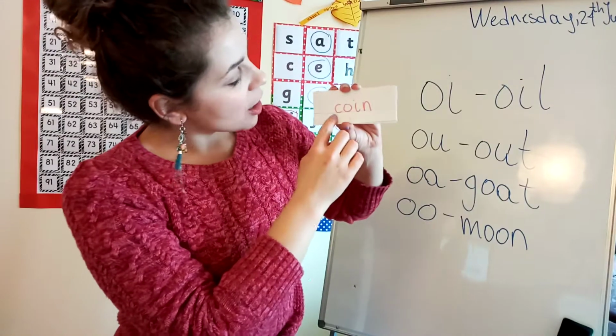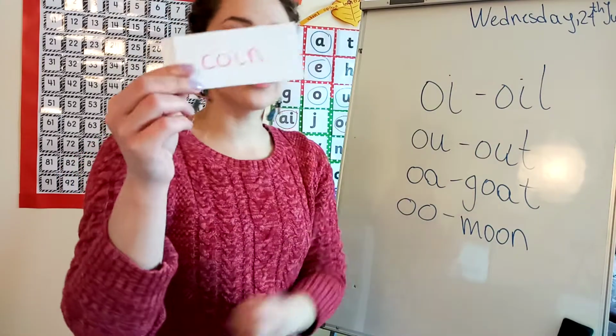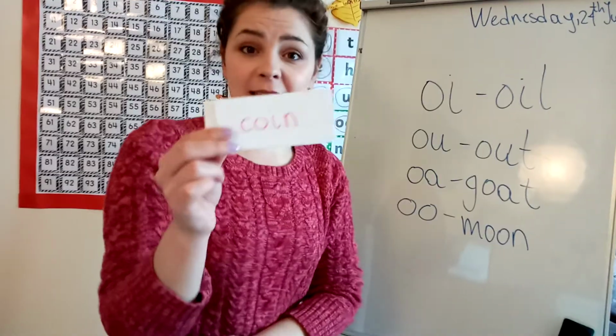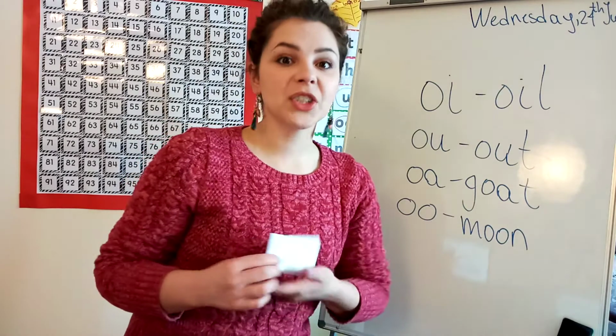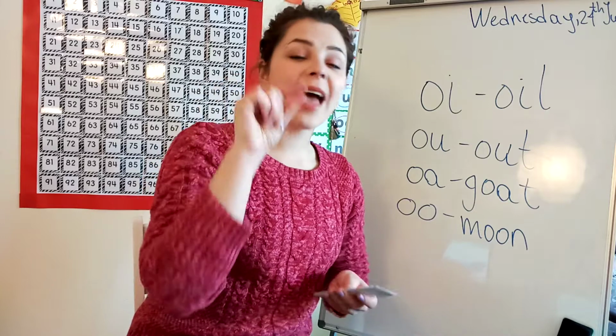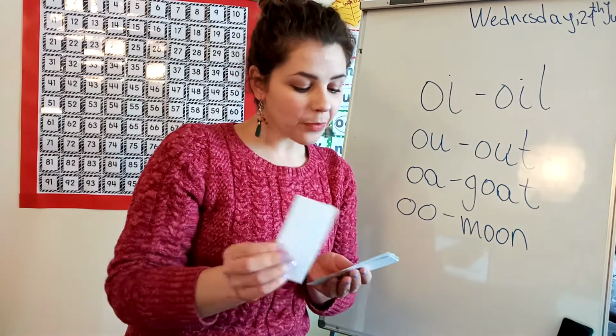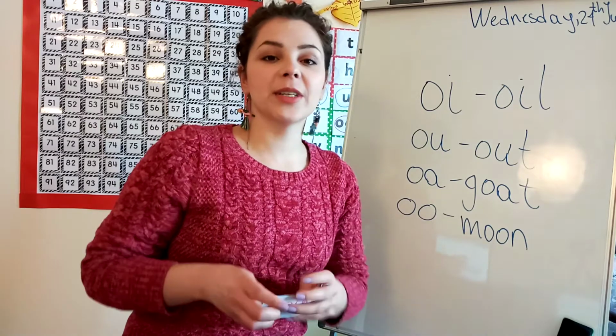And we have coin, yeah, coin. So metal money we call coins. In your homework from yesterday, in your math workbook, remember you had the task with coins, yeah, with pence. Okay, so let's try to read the next word.